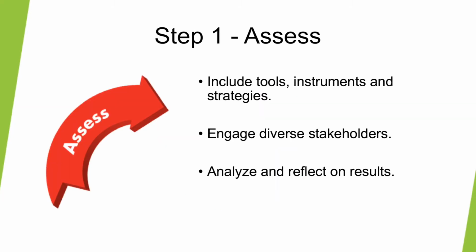The first step in the CQI process is assess. In order to know how to improve your program, you must first establish where your program is initially. This is done through collecting data about your program in relation to the 12 quality standards. Your assessment plan or process should include a variety of tools, instruments, and strategies, engage diverse stakeholders, and allow for time to analyze and reflect on the data collected.